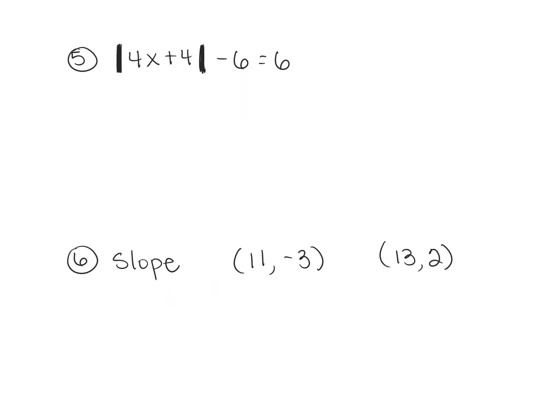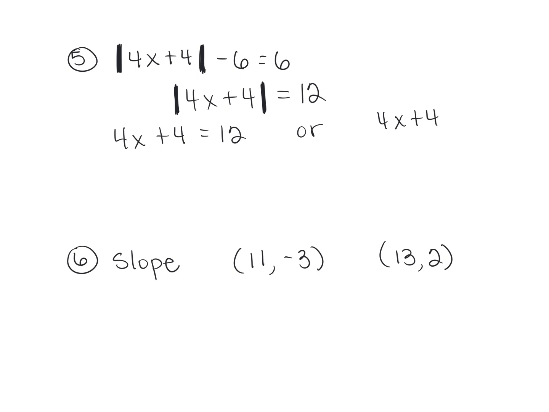Number 5, we have an absolute value, so I'm solving for x again. And the first thing I'm going to do with this is to add the 6 to the other side. So I have the absolute value of 4x plus 4 is equal to 12. And because I have these two absolute value lines, that means I have two different equations. So I have 4x plus 4 is equal to 12, or I have 4x plus 4 is equal to negative 12. And you have to solve these separately.